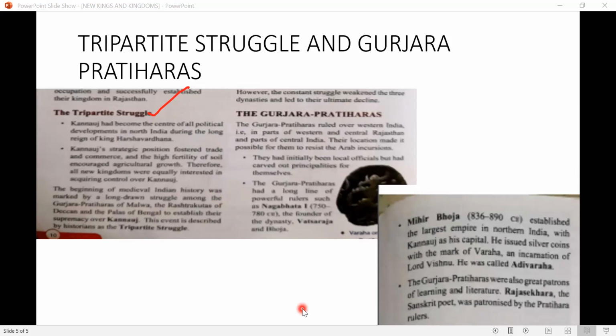The meaning of this line is that the Gurjara Pratiharas who came from Malwa, Rashtrakutas who came from the Deccan region, and the Palas who came from Bengal, all those kingdoms were equally interested in Kannauj, and they wanted to have supremacy over Kannauj. So this struggle of these three kingdoms became the term tripartite struggle for historians to study this topic.